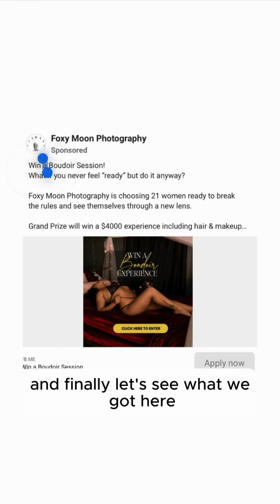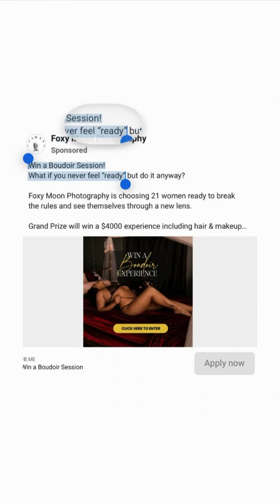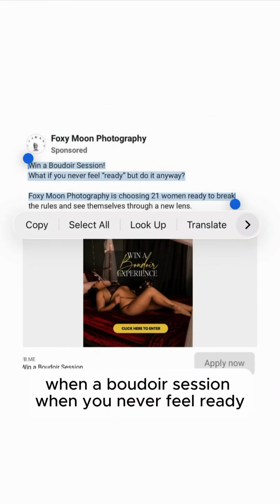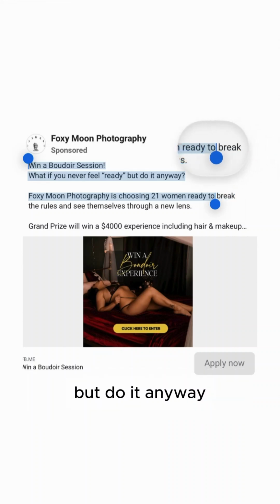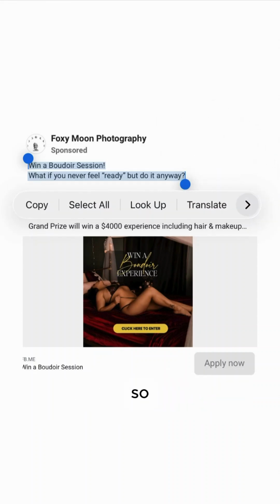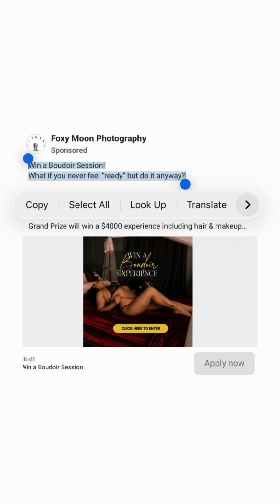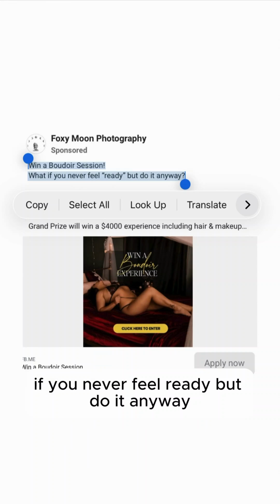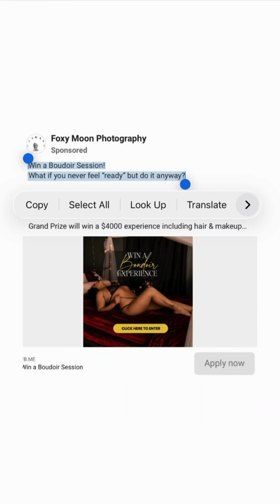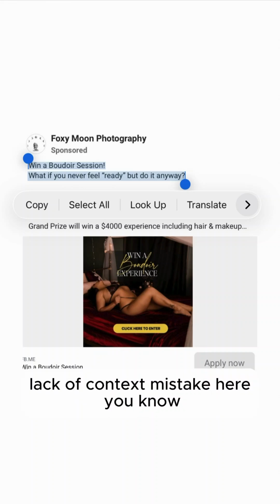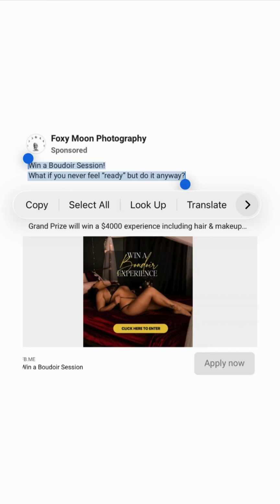And finally, let's see what we got here. "In a boudoir session when you never feel ready, but do it anyway." So, looking at the See More headline here, the first 2 3/4 lines in the Facebook newsfeed on mobile: "When a boudoir session, or if you never feel ready, but do it anyway." All right, yeah, lack of context mistake here. Most common thing that I'm seeing the most of.